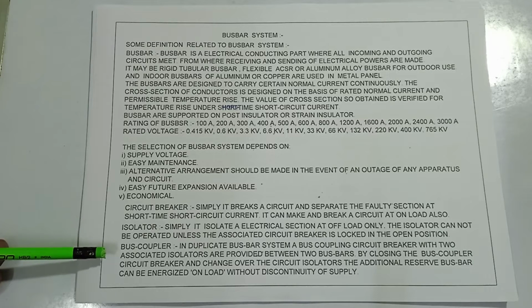Bus coupler: in a duplicate busbar system, a bus coupling circuit breaker with two associated isolators is provided between two busbars. By closing the bus coupler circuit breaker and changing over the circuit isolators, the additional reserved busbar can be energized on load without discontinuity of supply.